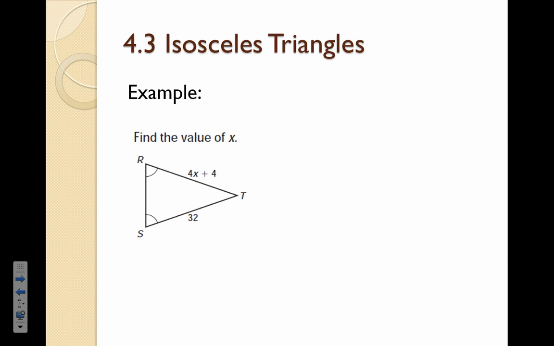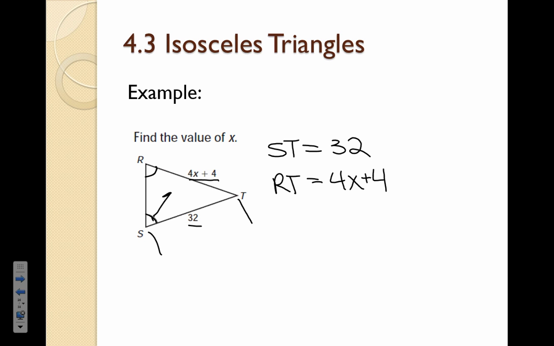With our example, they give us two elements out here, the 4x plus 4 and 32. Notice they don't have any degree symbol next to them, so they're not representing an angle. They're representing a side. So the length of ST is 32, and the length of RT equals 4x plus 4. The question is, can we solve for x? Well, let's find out. We know that angle S is congruent to angle R, so the sides opposite are congruent. So when two sides are congruent, I can say ST equals RT.